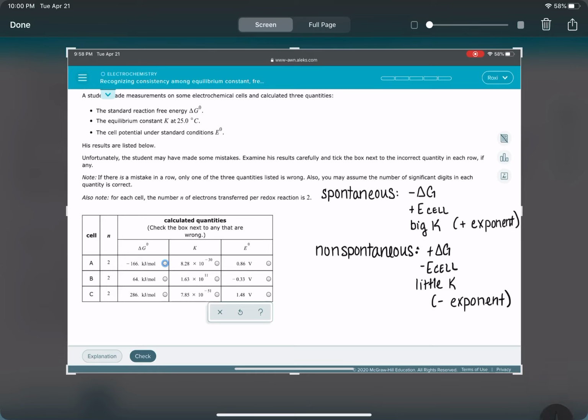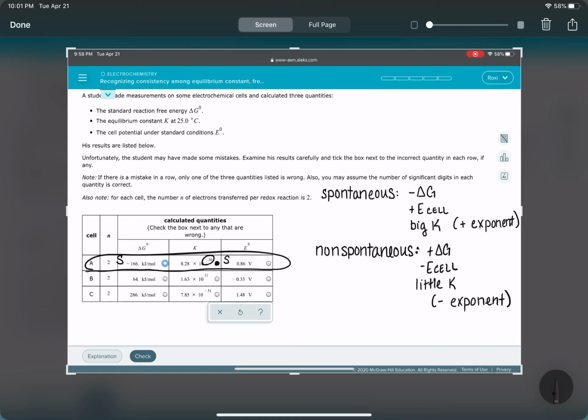So our first set of data, we're focusing on data set A. Our value for G is negative, which tells us that this process is spontaneous. Our value for E is positive, which tells us the process is spontaneous. And I always start with those two because those are the easiest ones to see. Our value of K is little. It's got that negative exponent. So that means that this is an inconsistent data point, that K doesn't match the other two. So this isn't that bad.